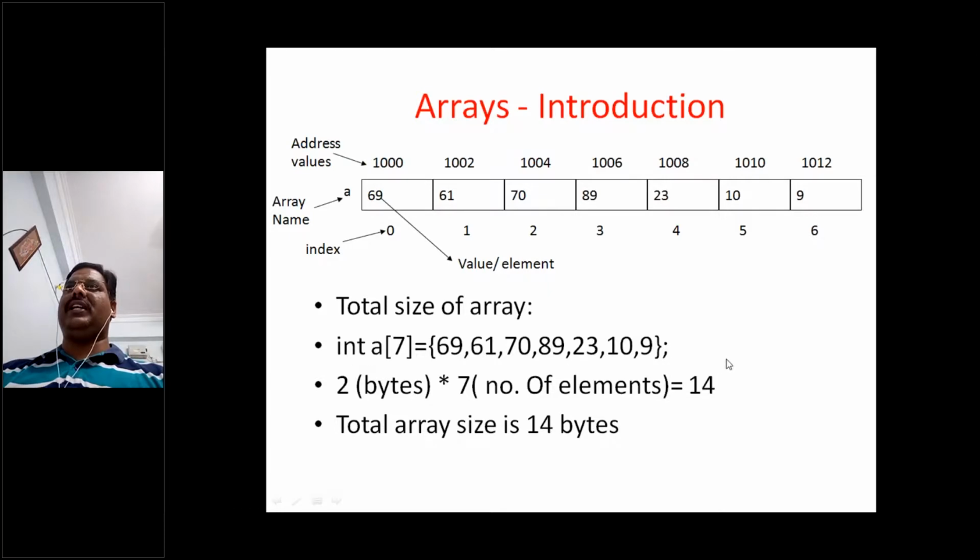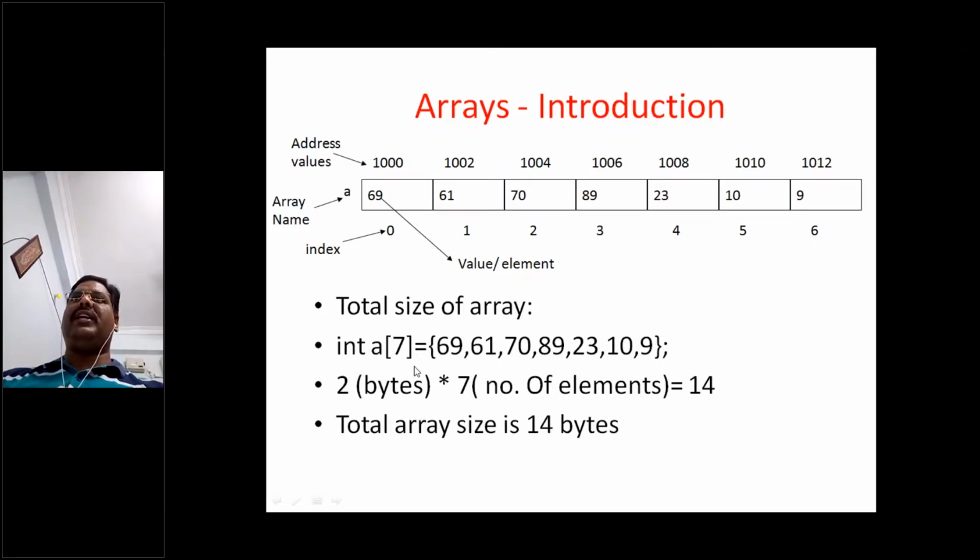So once we assign this kind of syntax, we can clearly justify what is the size of the array that it occupies. 2 bytes for each integer, into how many values? Totally 7 values. That is totally 14 bytes of space occupied for this particular array. So how can you get these values? If you say A of 0, then you can get 69, and so on like that.